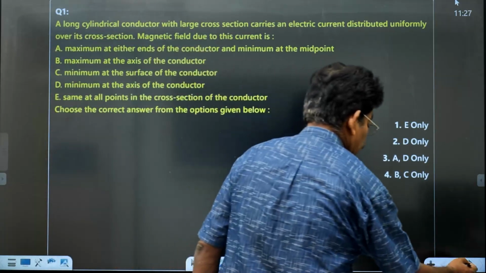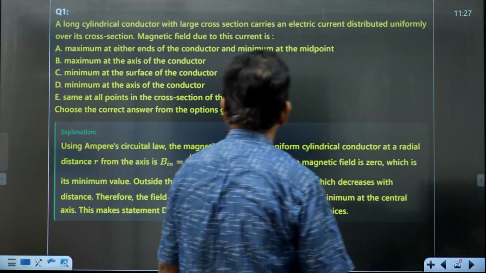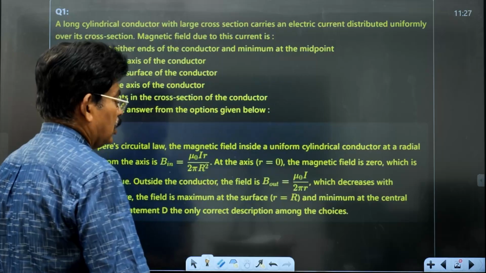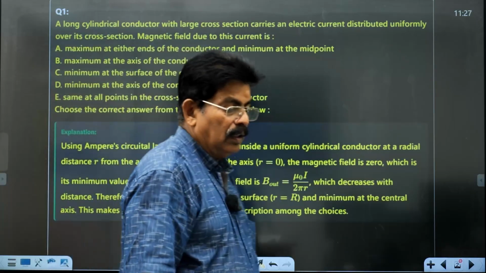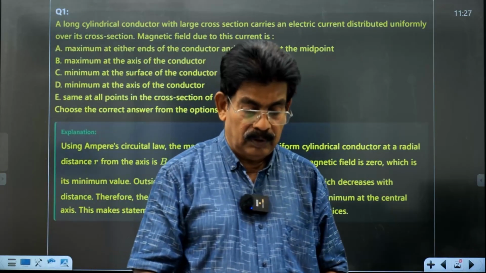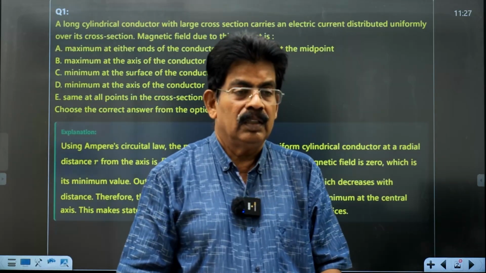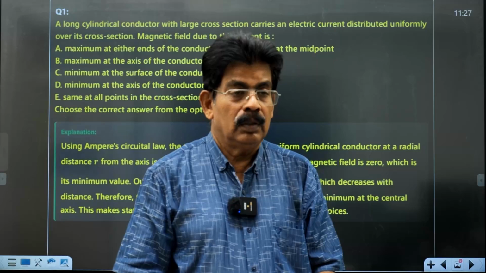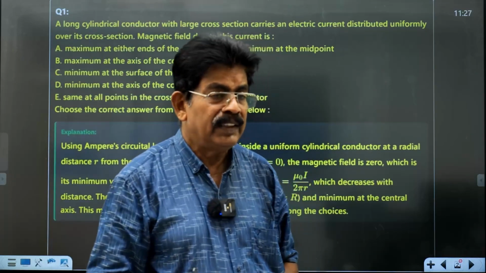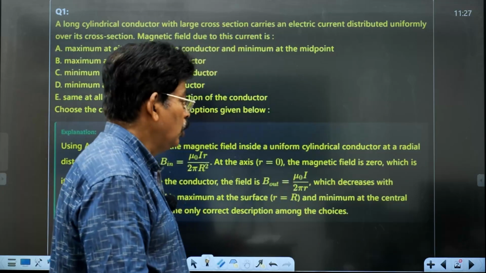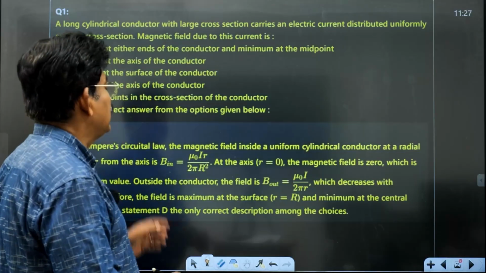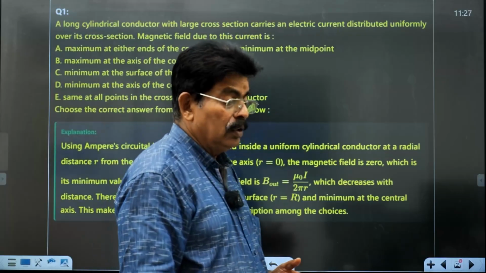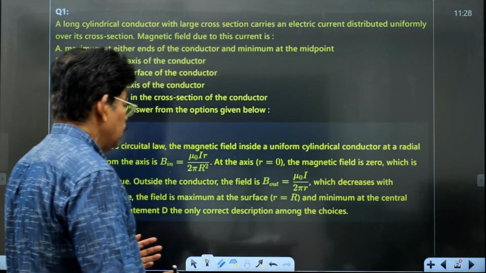Listen, so I told you yesterday that to make our explanations take less time, the explanations are coming on the board. Explanations are given. I just explain it. That's only. Look, magnetic field due to a thick conductor. For a thin conductor, you know, it is mu 0 I by 2 pi r. This is a thick conductor.